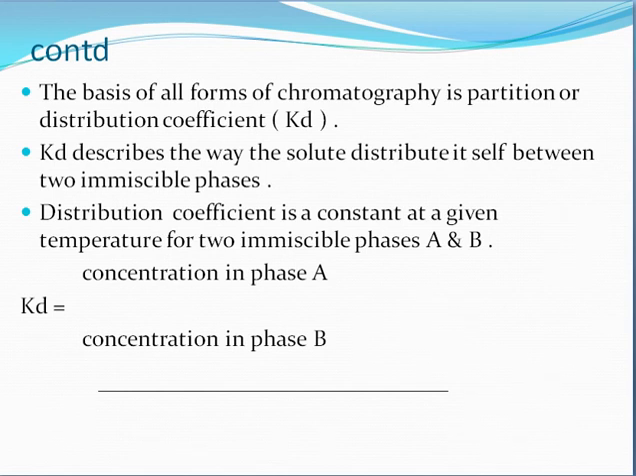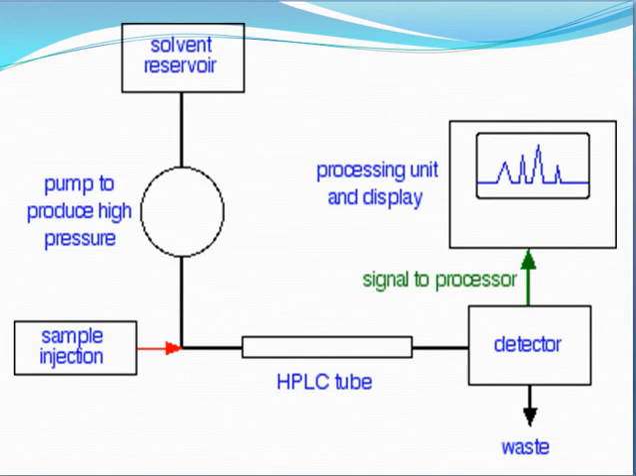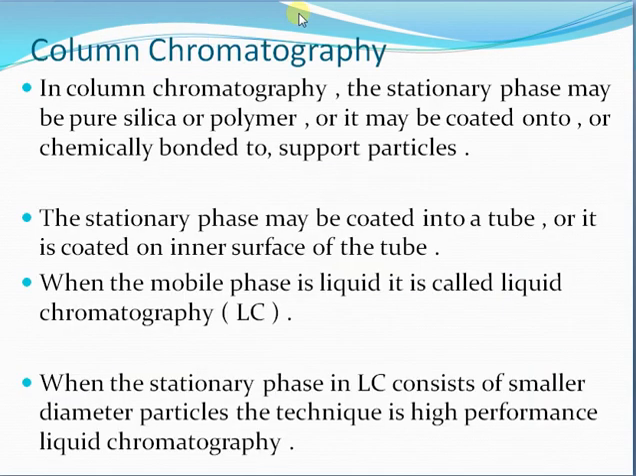The basis of all forms of chromatography is the partition or distribution coefficient, KD. KD is the coefficient that describes the way that the solute distributes itself between two immiscible phases. The distribution coefficient is constant at a given temperature for two immiscible phases A and B: the concentration in phase A divided by the concentration in phase B.